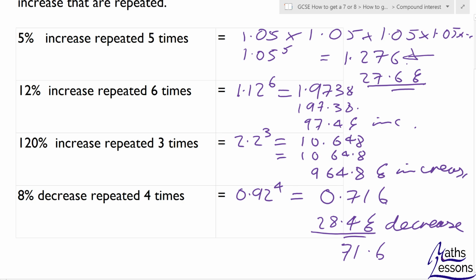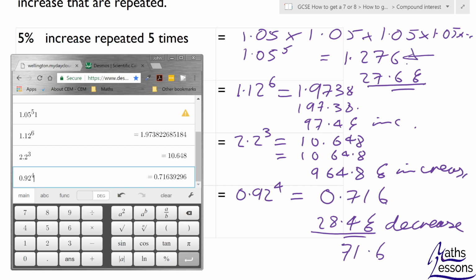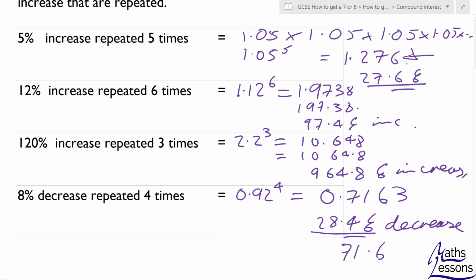Okay, so remember, you've got to take that away from 100. I'm just going to check my accuracy because I did 71.6 and didn't go further. The next digit would be a 3, so it's going to be closer to 28.4 than it is to 28.3. So that's our answer.